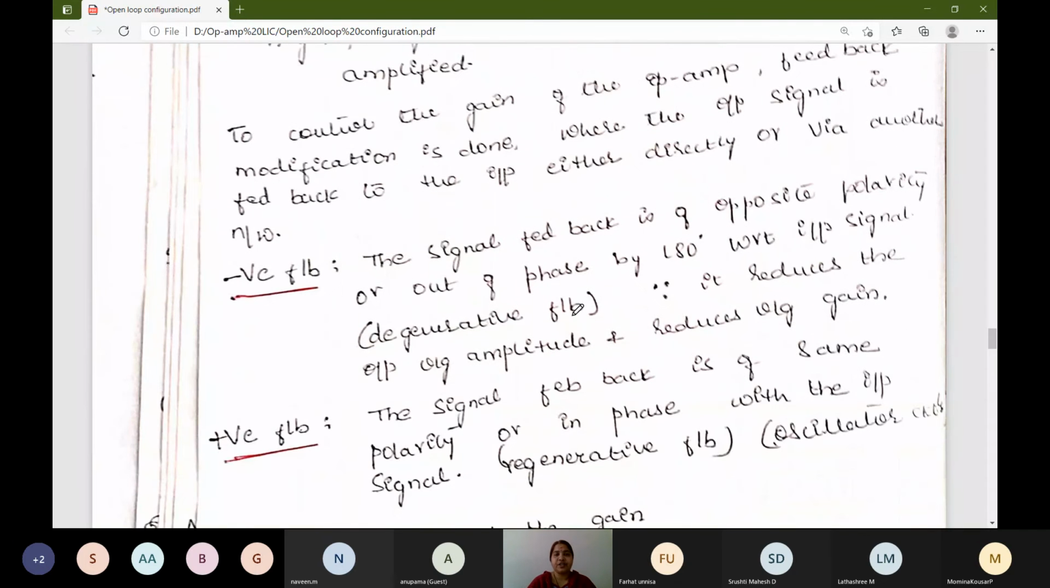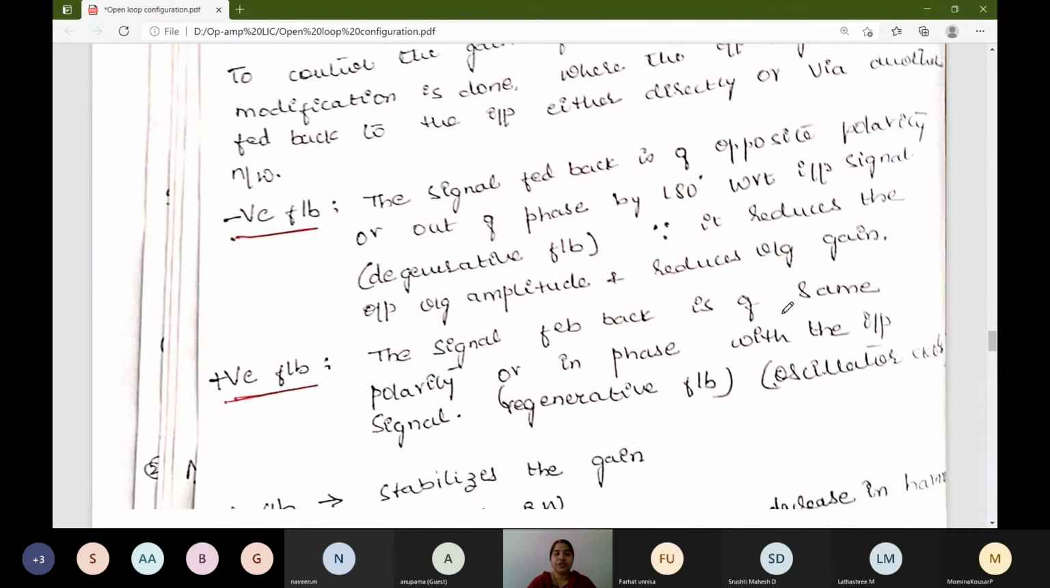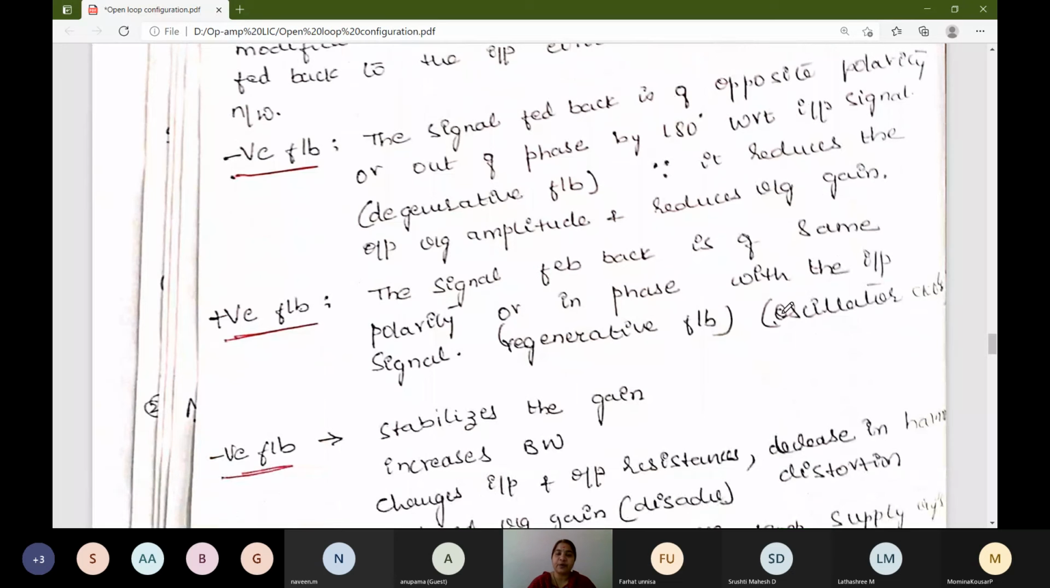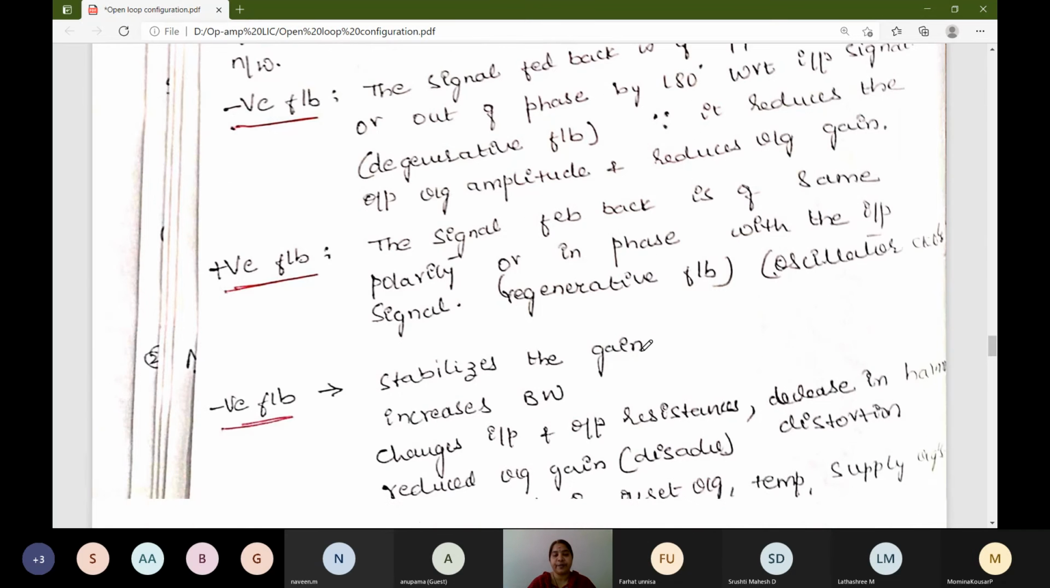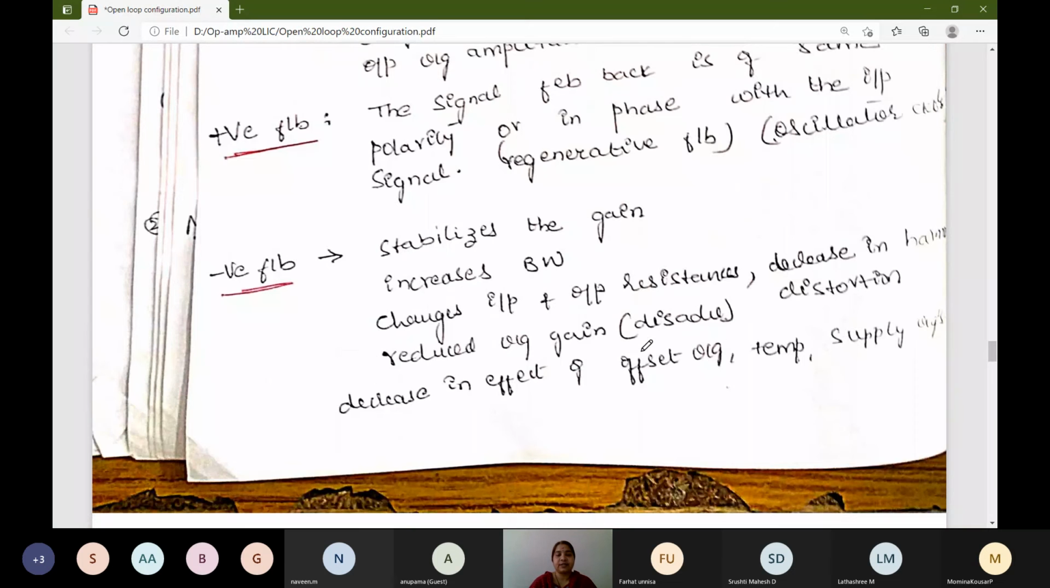In feedback modification, there are two types. One is negative feedback and one is positive feedback. In negative feedback, the signal fed back is out of phase by 180 degrees and it reduces the voltage amplitude and it reduces the gain. In positive feedback, the signal fed back is of the same polarity. Negative feedback is called degenerative and positive is called regenerative. It will go into oscillations, that is all positive feedback.